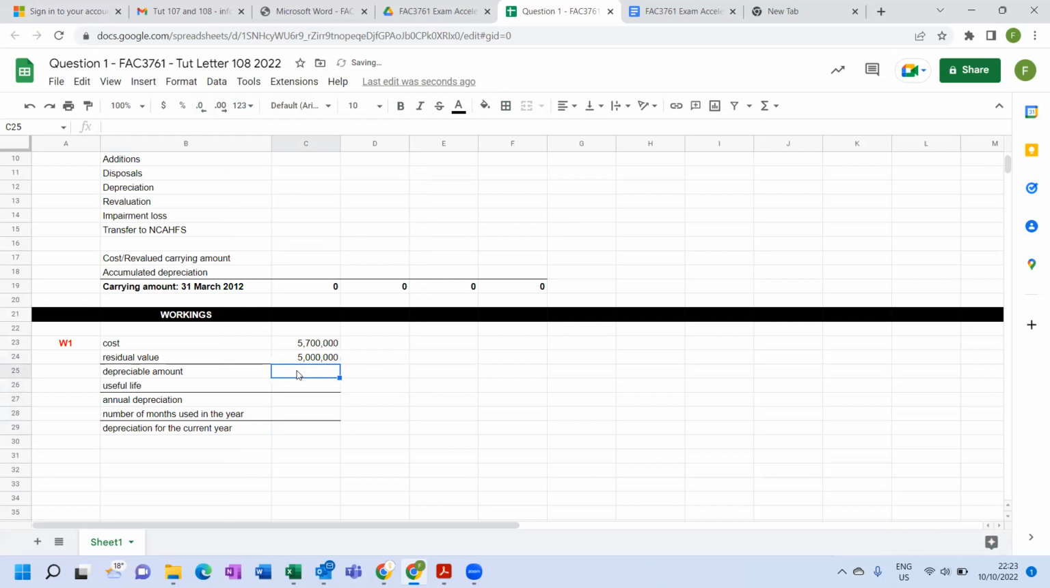Okay, and then cost minus residual value gives me the depreciable amount. Depreciable amount divided by useful life, which for the Joburg property is 20 years, gives me an annual depreciation of 35,000 Rand. Now I'm in the current financial year, which is 1 April 2011 to 31 March 2012.